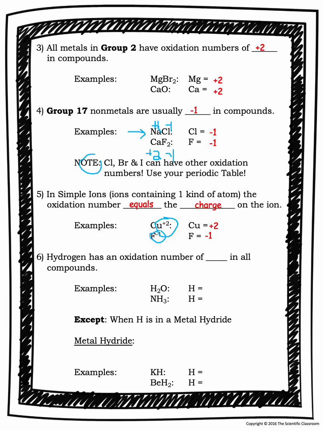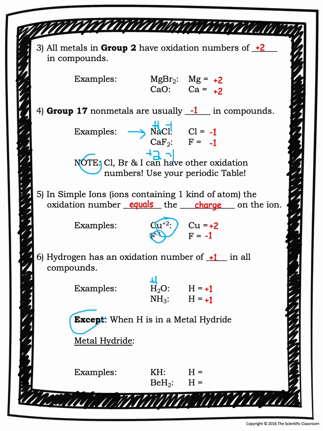Okay? Then you have rule number 6. Hydrogen has an oxidation number of +1 in all compounds. Okay, so in water, it's always +1. Always. In ammonium, hydrogen is +1. So hydrogen is a really good place to start. If you have hydrogen in your compound and you're trying to find oxidation numbers, it's a great place to start because it almost always has a +1 charge.